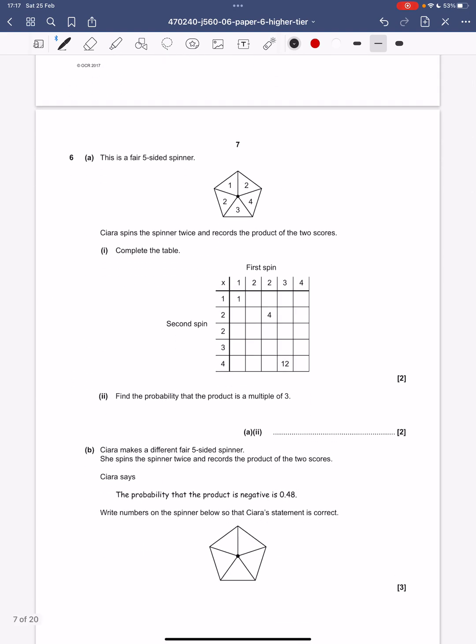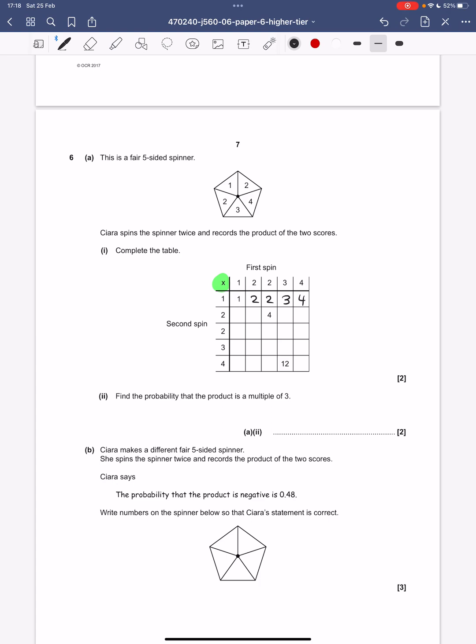Fair-sided spinner. Clara spins a spinner twice and records the product, so that's the answer you get when you multiply the two numbers together. So it's 1 times 1 is 1, this one is 2 times 2 is 4, this one is 4 times 3 is 12. So multiplying across, 1 times all the top row: it's 1, 2, 2, 3, 4.